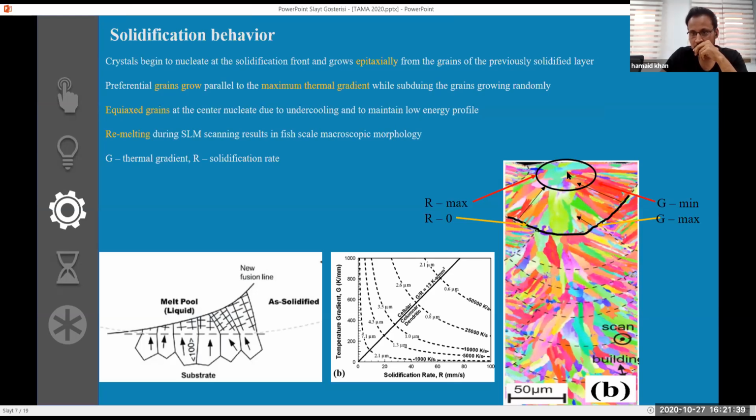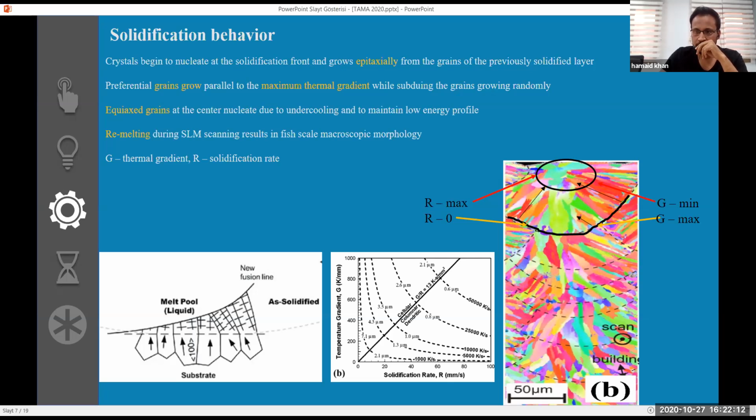because here is where your laser is. This is the highest, the highest melting temperature, and this one is the cooling point. So obviously the direction is going to be this one, the maximum thermal gradient direction. Now what happens? These are the columnar grains, the long grains that form here. At the center, there are equiaxed structures, meaning circular ones. It is all because of the nucleation of grains due to undercooling and to achieve the lower state energy.